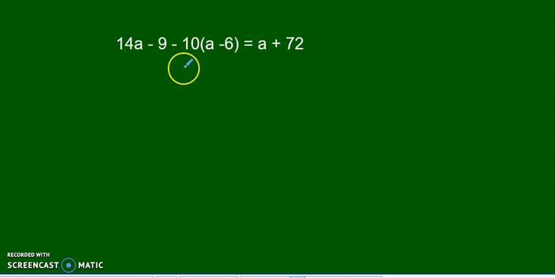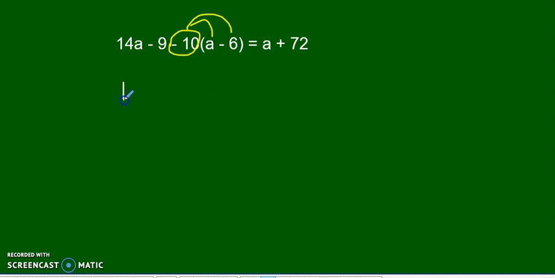Well, you see that we have a multiplication here. We have negative 10 times a minus 6. So this is the distributive property. We have to multiply the negative 10 times a, and negative 10 times negative 6. That should be our first step.